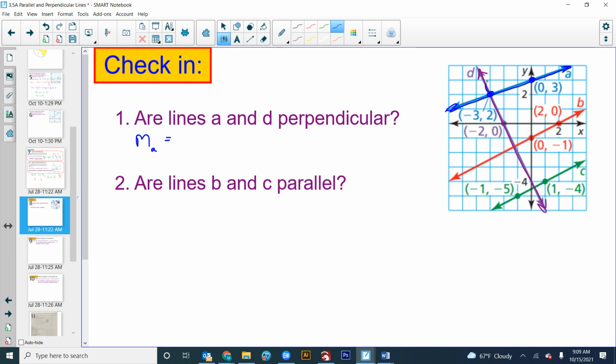I know I can count up 1, rise 1, run 1, 2, 3. That's nice on a graph. But you also need to be able to do it with the points, okay? So let's call this one x1, y1, x2, y2, and we're gonna do y2, 3, minus y1, 2, over x2, which is 0, minus x1, which is -3. Do you see what I did there?